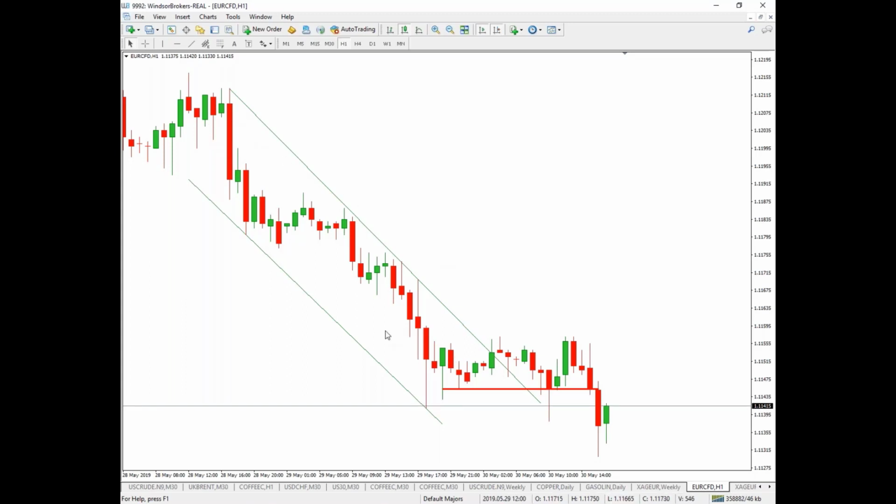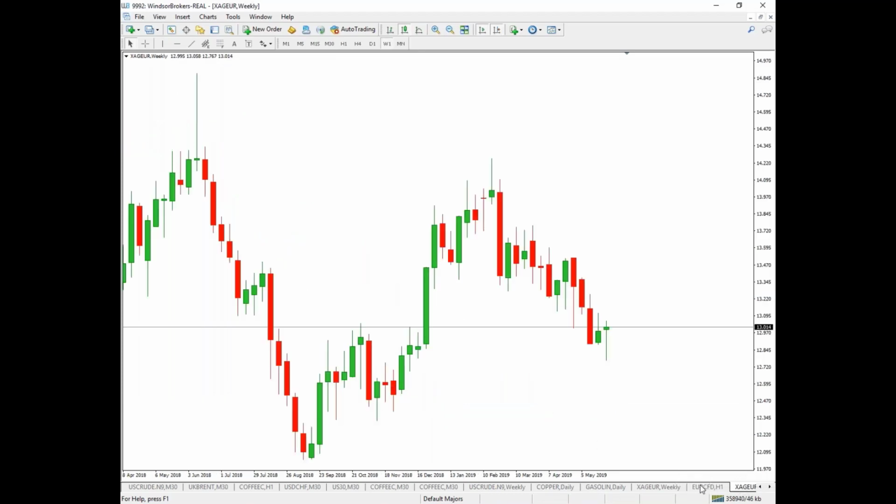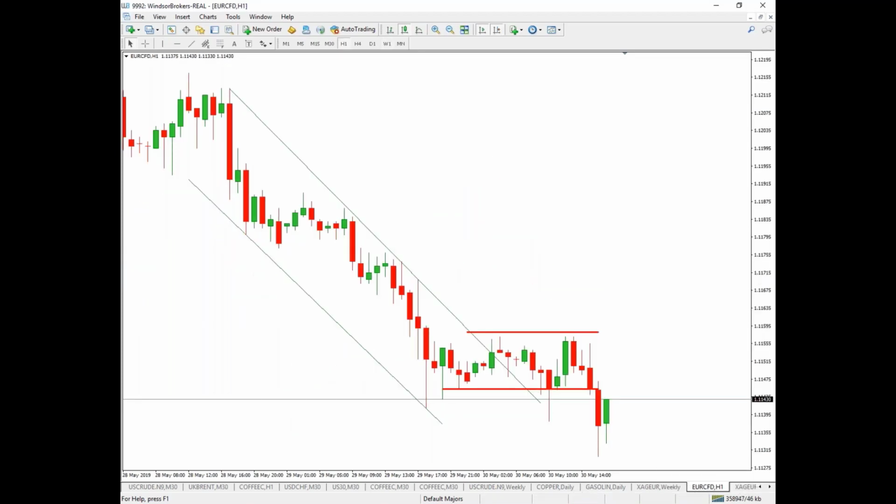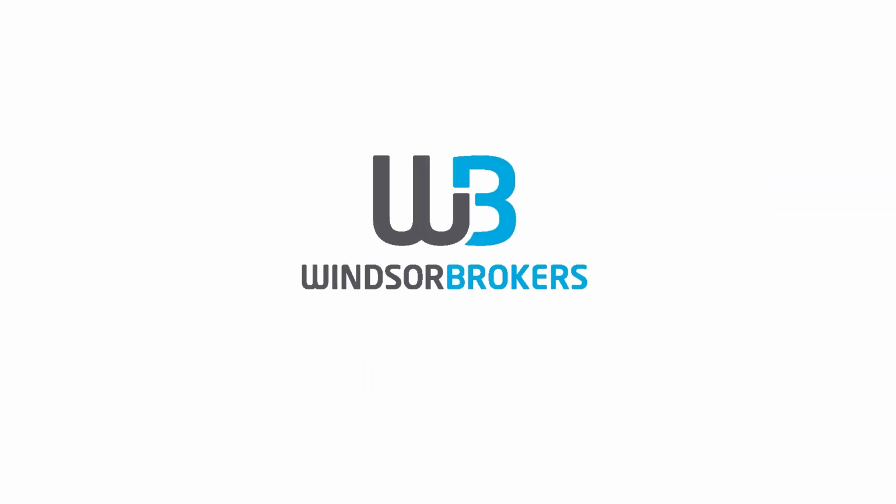We can see the nice bear channel. Then we had the area where the price attacked several times. They were long shadows, but it was also congested at the upper side, and failed to break above, and the eventual break through the support line signals that there is a continuation. And I think that will be all for today.